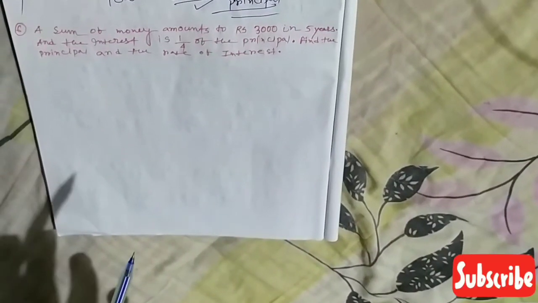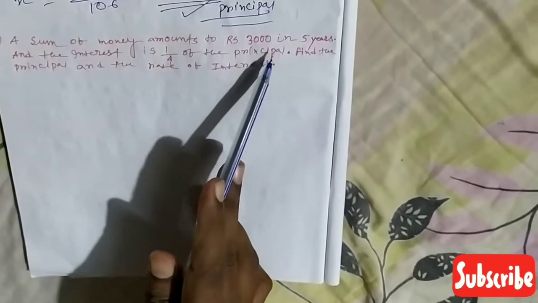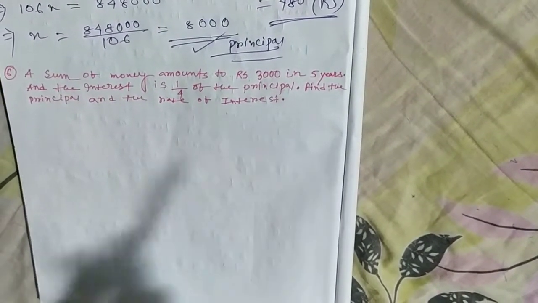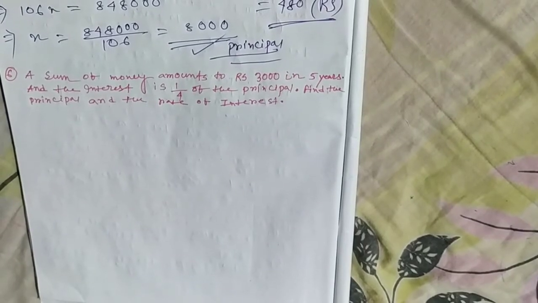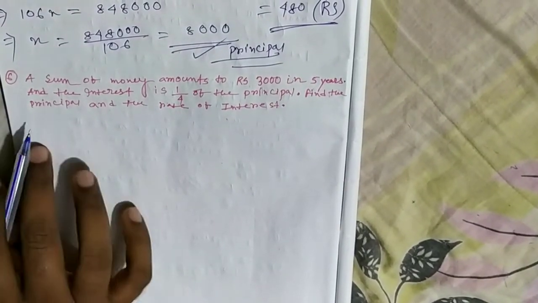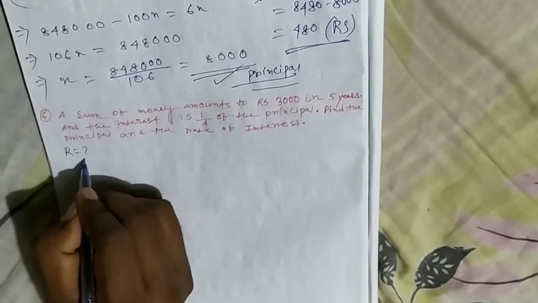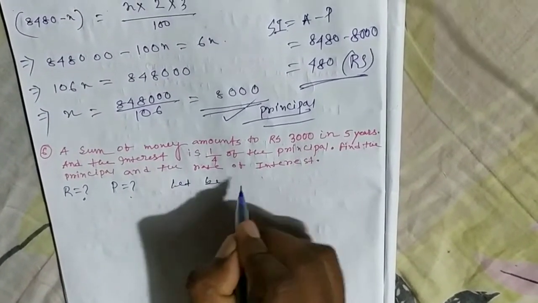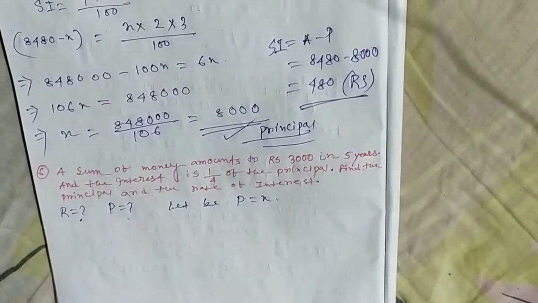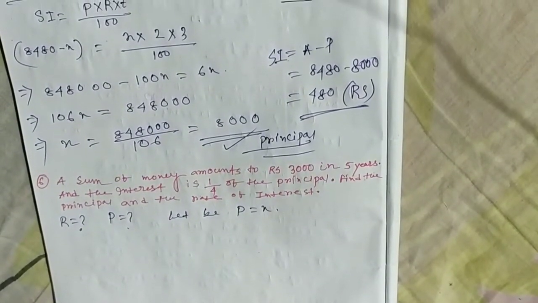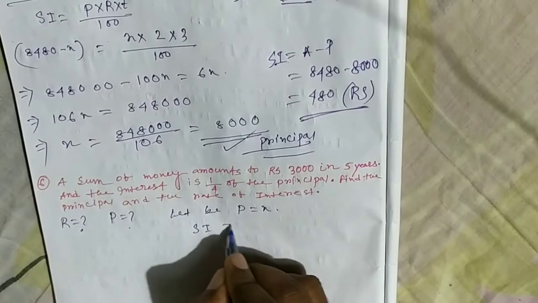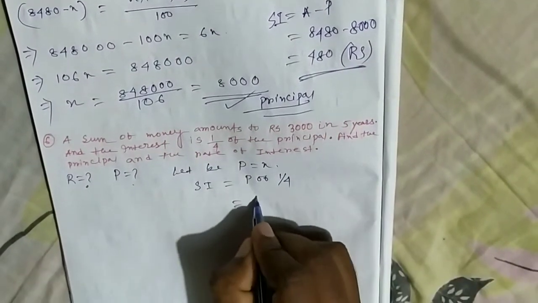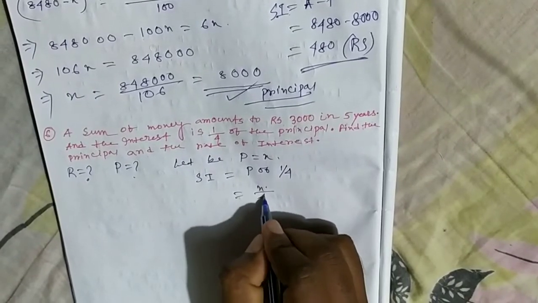A sum of money amounts to rupees 300 in 5 years, and the interest is 1/4 of the principal. Find the principal and the rate of interest. R is equal to what? P is equal to what? Then let P is equal to X. SI is equal to P of 1/4, X by 4.